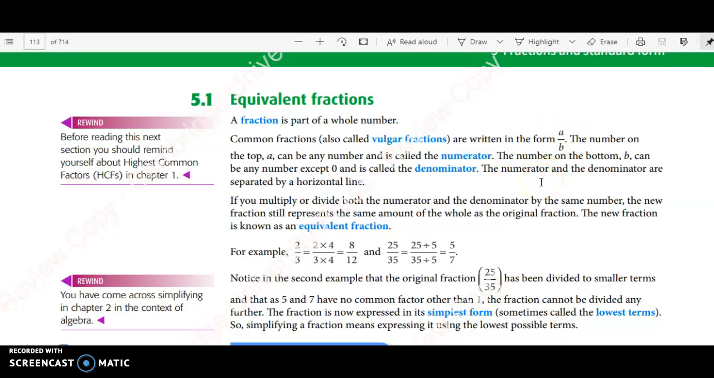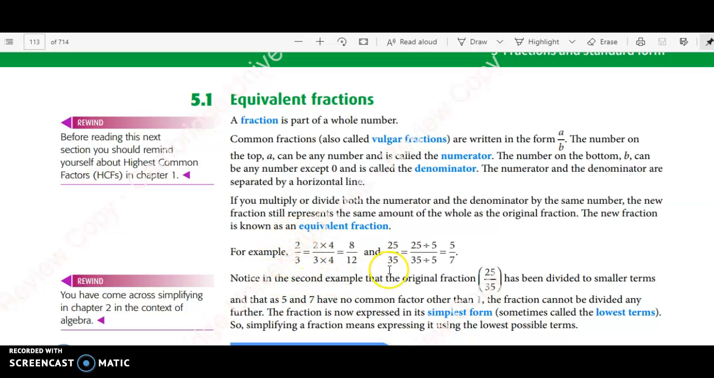And then if you have a fraction and you multiply or divide both the numerator and denominator by the same number, so you will have a new fraction which is called as equivalent fraction. For example, 2 out of 3. If you multiply by the same number here, the same number is 4. So we have 8 out of 12. 8 out of 12 and 2 out of 3 are equivalent fractions.